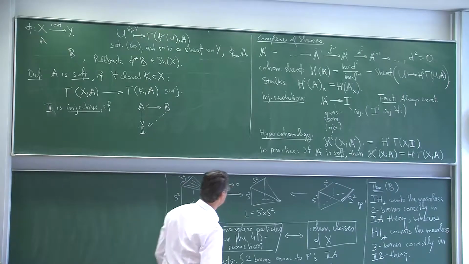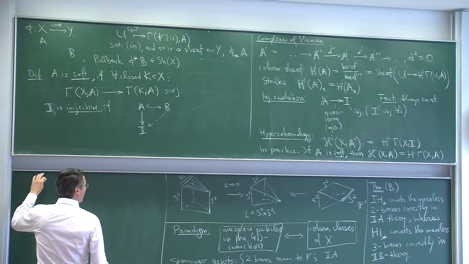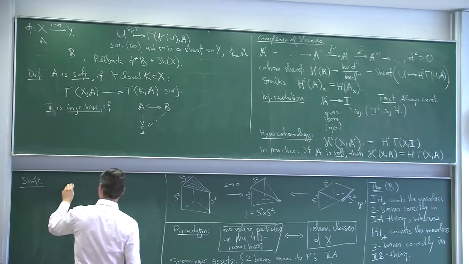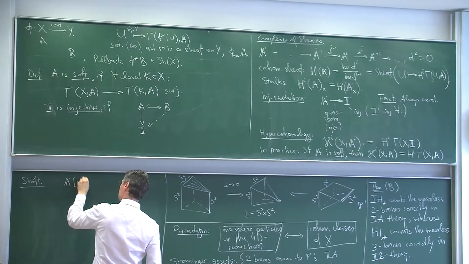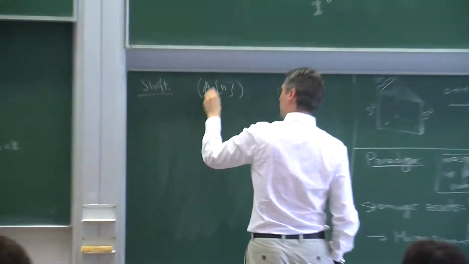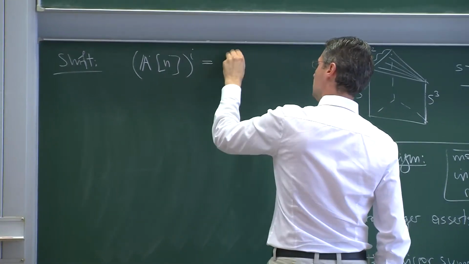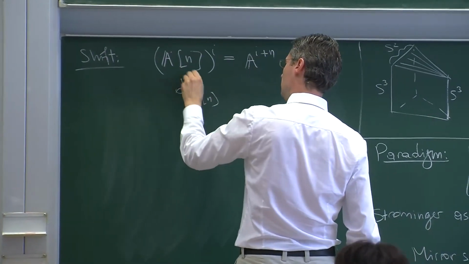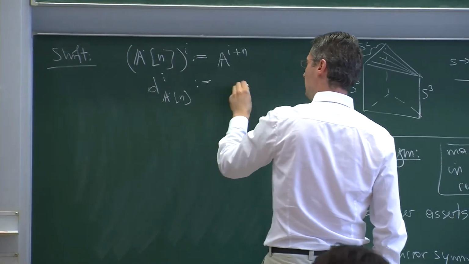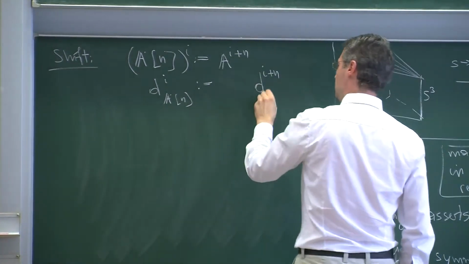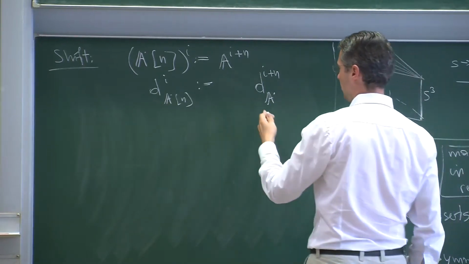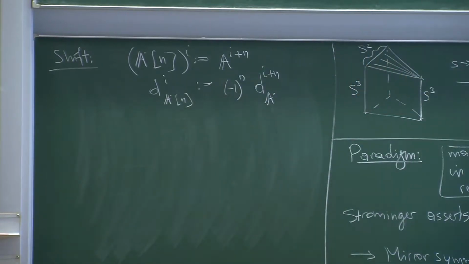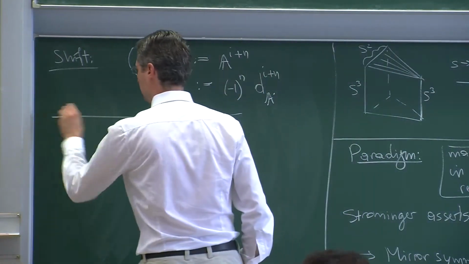So there are various other operations that one can do on complexes. For example, there's a shift that's important. If I have a complex, I can shift it by some integer n, and the ith sheaf in this is then simply A^(i+n), and the differential in the shifted complex in degree i is by definition the (i+n)th differential in A, but with a sign (-1)^n. So that's a shift, which we'll have to use.